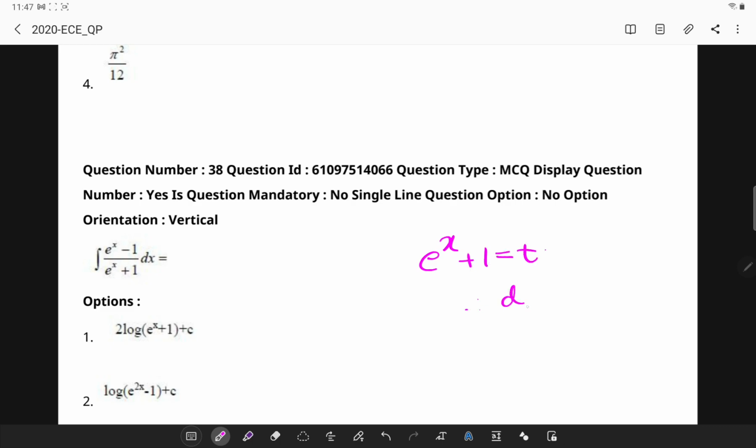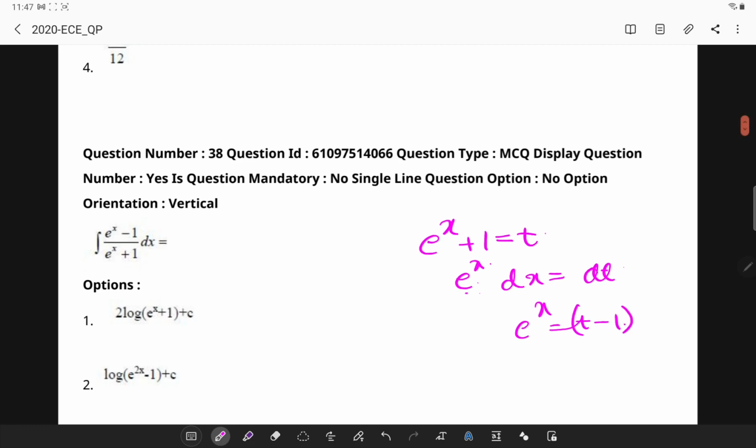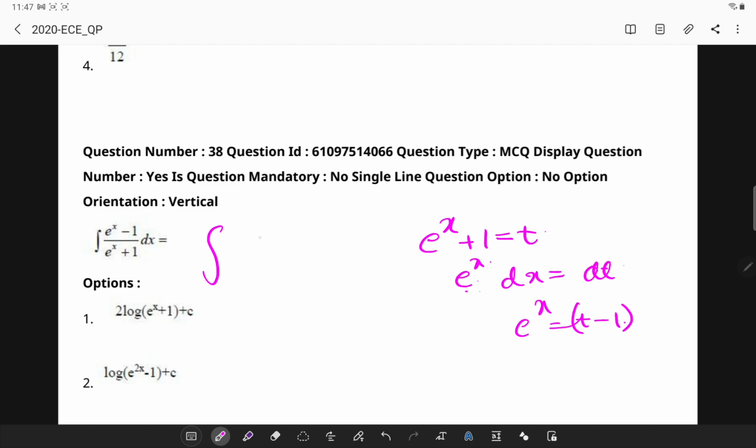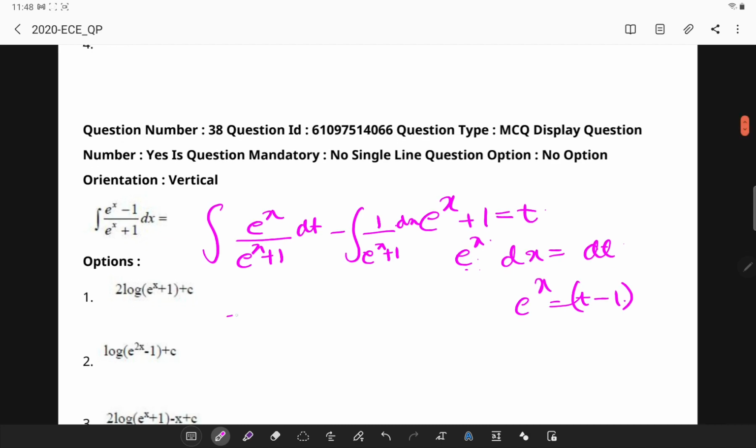Therefore, if I do derivative, I'll be getting e power x dx as dt, or also I can write e power x is equal to t minus 1. Now I can simply write this as two parts, integral e power x by e power x plus 1 dx minus integral 1 by e power x plus 1 dx.